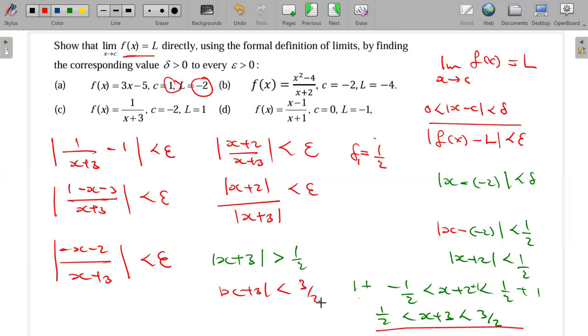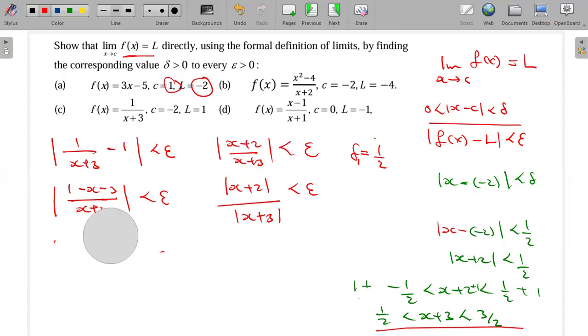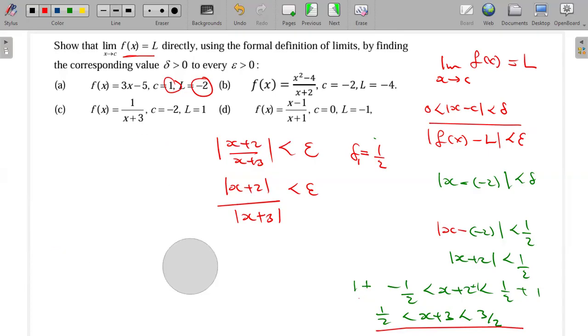And then now bringing it back. So we've found that our bound is just 3 over 2. Let me continue from here. So we found that to be like that. Now bringing it back here where we were. So what does this imply? I can write that as |x plus 2| less than, cross multiply, epsilon times |x plus 3|, and then you have |x plus 2| here to be less than.